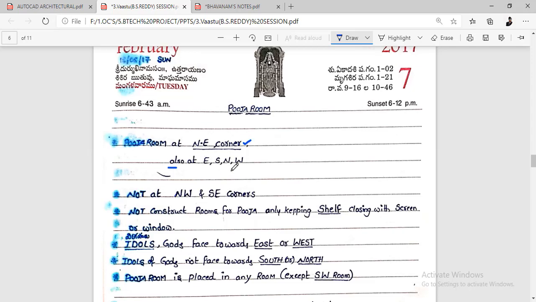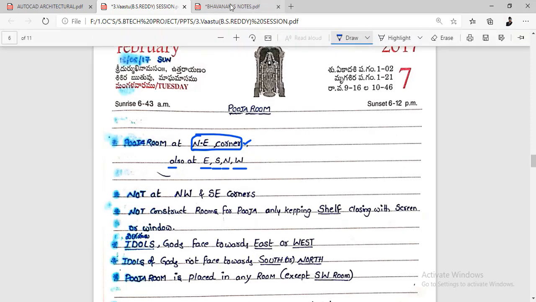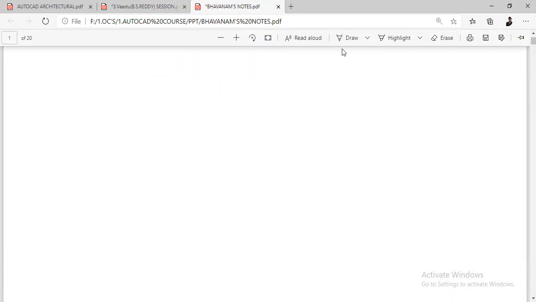Okay, otherwise also east and south, north and west. Okay, so most of the thing is northeast. We always need to provide a northeast. What will happen if you provide a northeast, or if you see how much important it is? Vastu, how important it is, let me tell you.